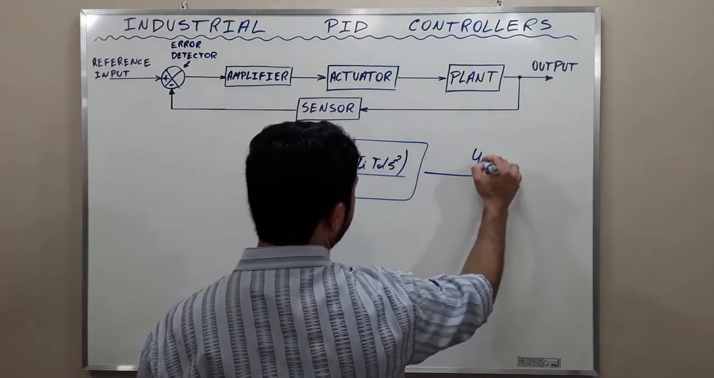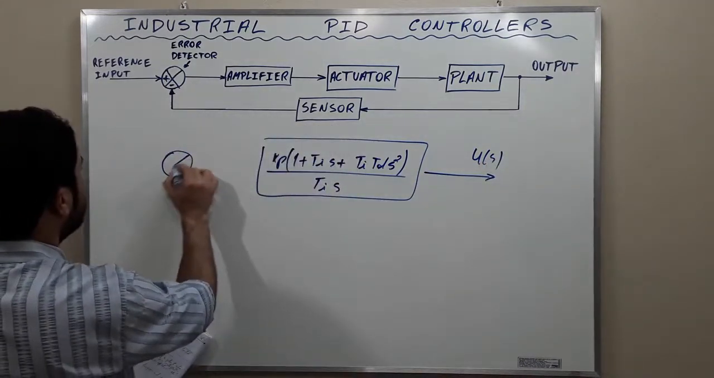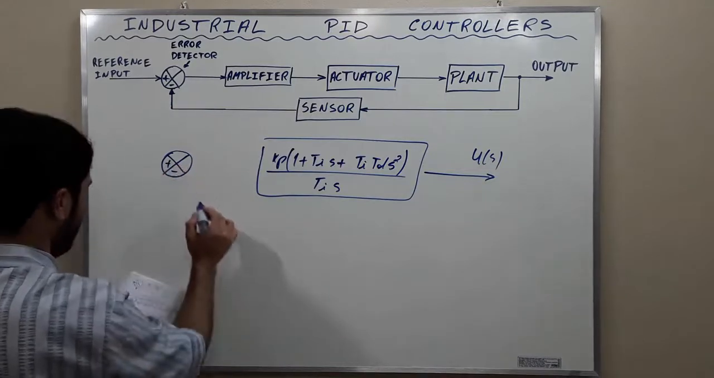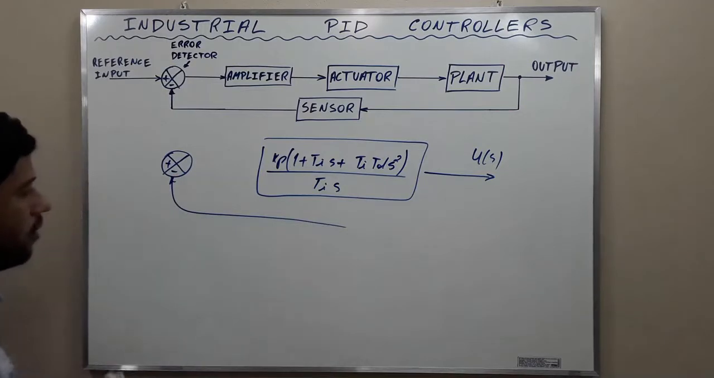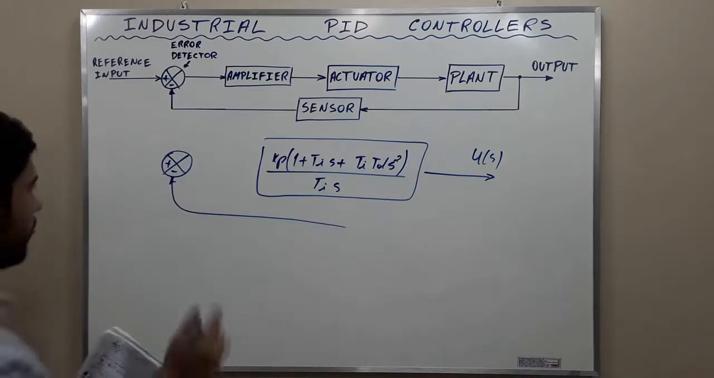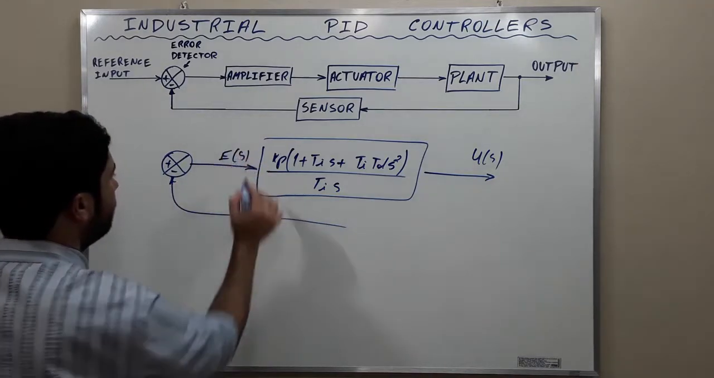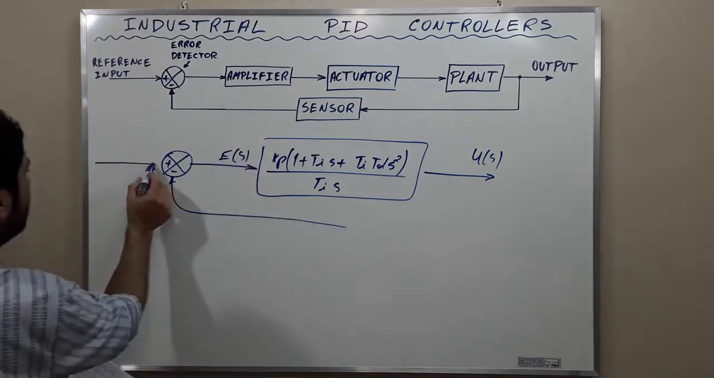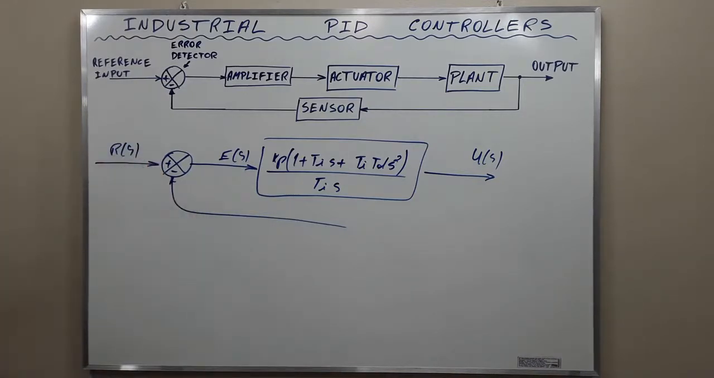Here the output in the frequency domain. Here the error detector, the feedback branch, the error signal here, and here the reference. And this is the block diagram of a PID controller.